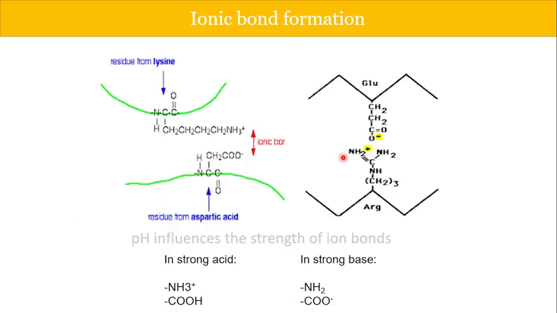Now coming to ionic bond formation. These ionic bonds are also important in some kinds of interaction between two amino acids present at a certain location. Proteins are a collection of amino acids. These ionic bonds, via electrostatic interaction, bring amino acids close to one another and are important in determination of protein structure. So pH actually influences the strength of the interactions.